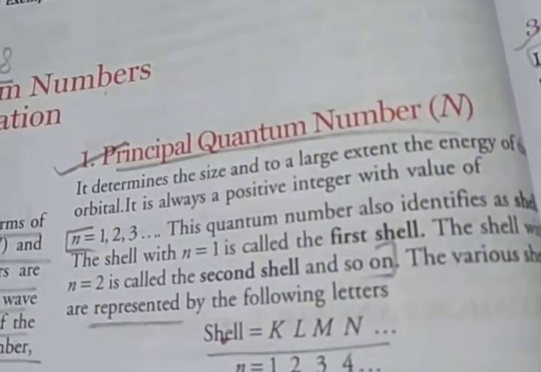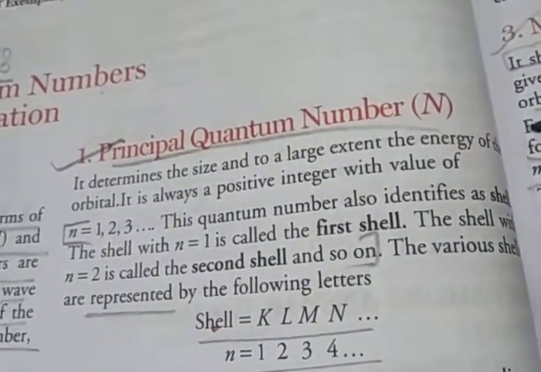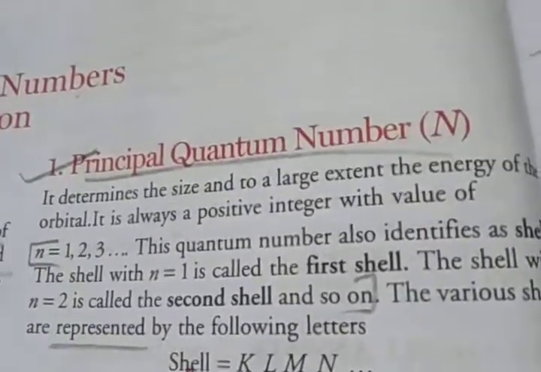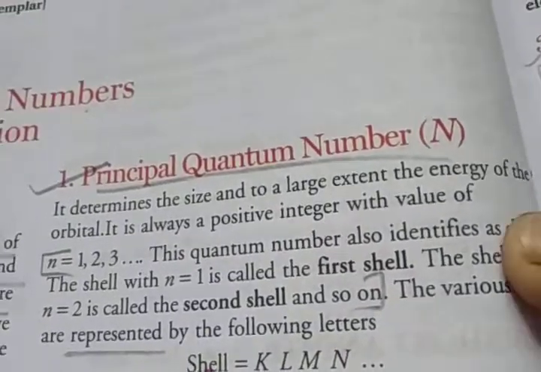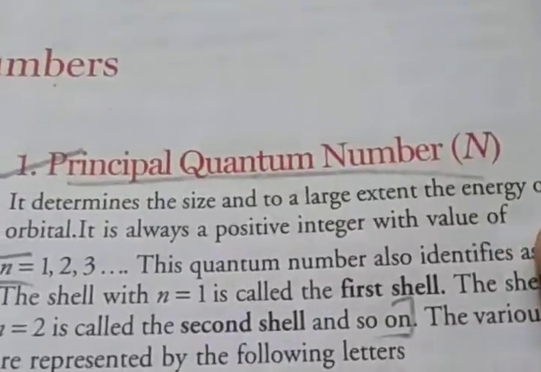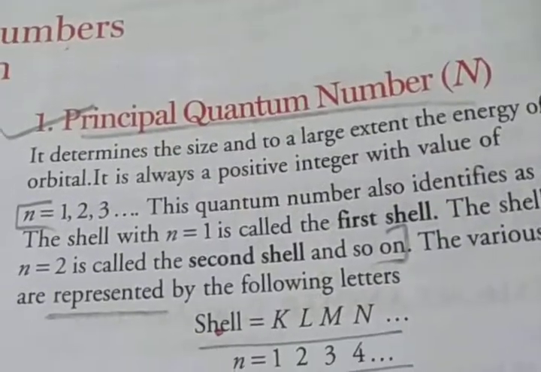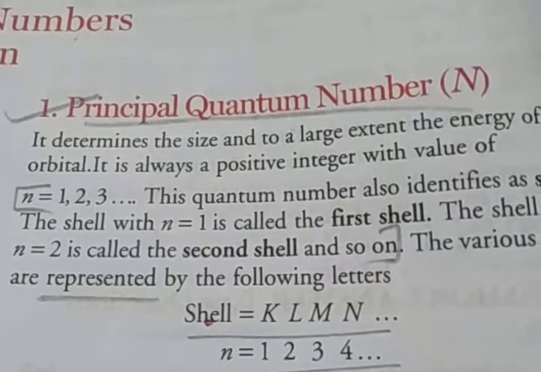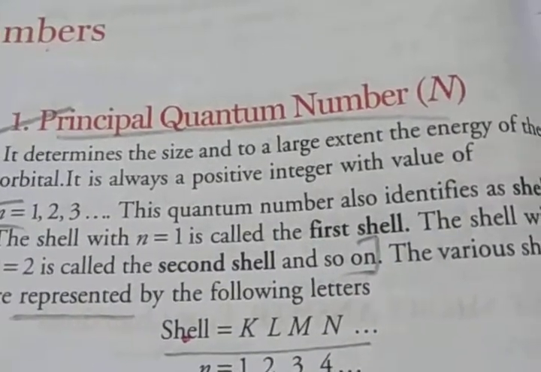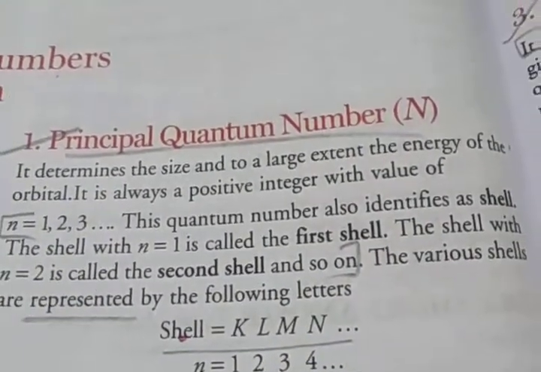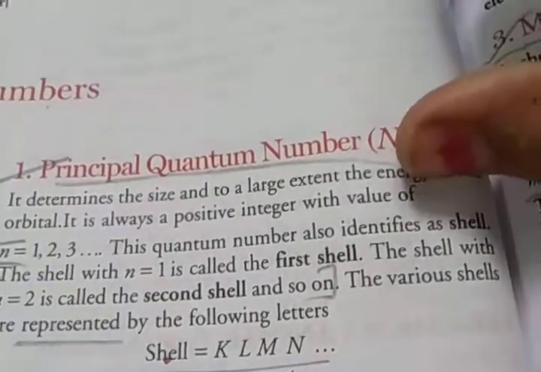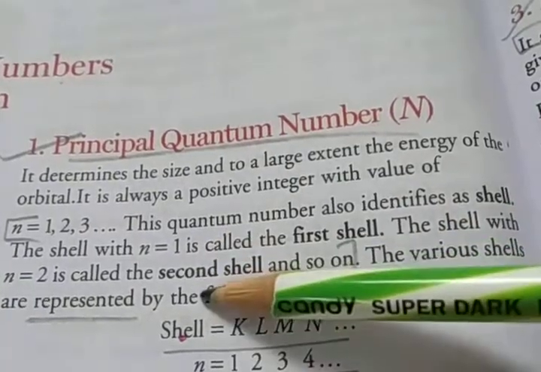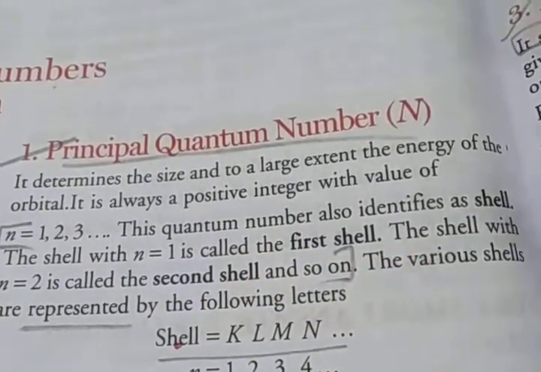The principal quantum number, denoted by n, determines the size and to a large extent the energy of the orbital. It is always a positive integer, with the value of small n equal to 1, 2, 3. This quantum number also identifies a shell. The shell with n equal to 1 is called the first shell, the shell with n equal to 2 is called the second shell, and so on.